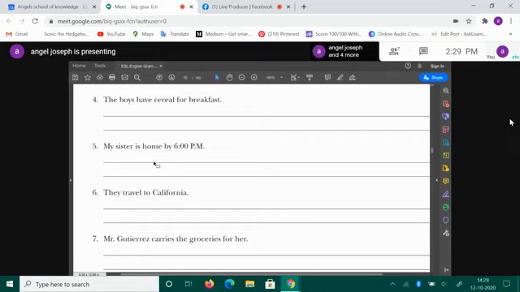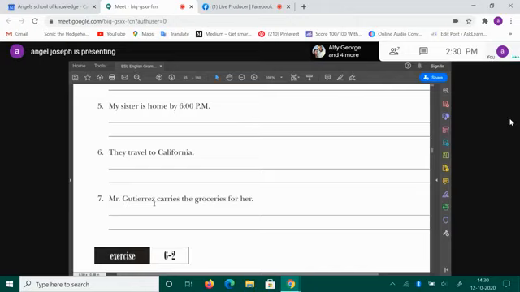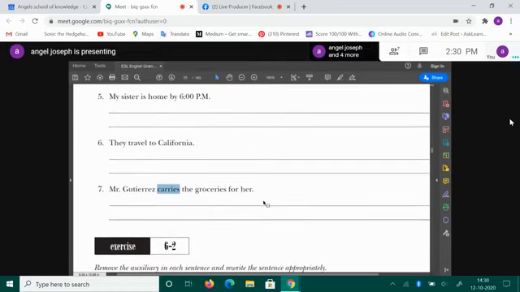Okay, so they can travel to California. They want to travel to California. Okay. Mr. Gutierrez carried the groceries for her. What can? Mr. Gutierrez can carry. Why carry? How many are there? One person is there, so carry. Okay, can carry the groceries for her. If you want to use want, how will you say? Wants to carry the groceries for her. Okay.